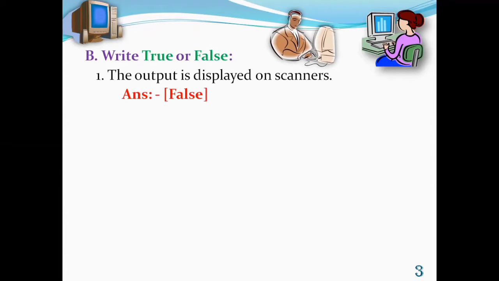On a scanner we cannot display. We can only scan. In a printer we can print out, but on a scanner we cannot print out. We can only scan it, and we can see it in your computer. Whatever you scan, you can see in your monitor.